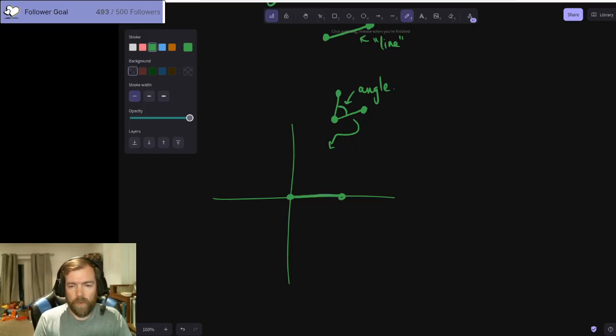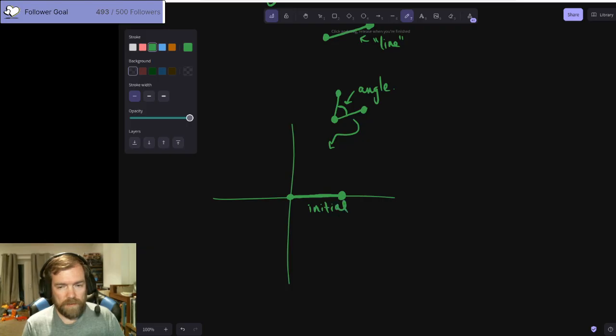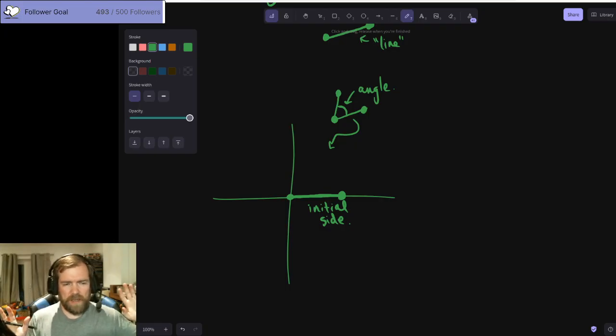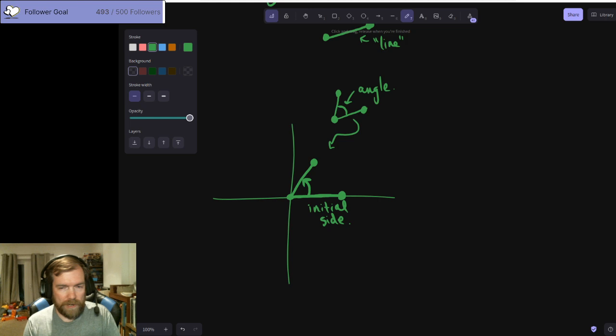So, one, right, fit your initial side of the angle onto the positive side of the x-axis. It's just basically a convention that we do this. It could be anywhere, but this is the one that we've said, look, we're going to do all this communication. This is probably the best place to put it. Right? And then the terminal side is where the angle will terminate, where it ends.